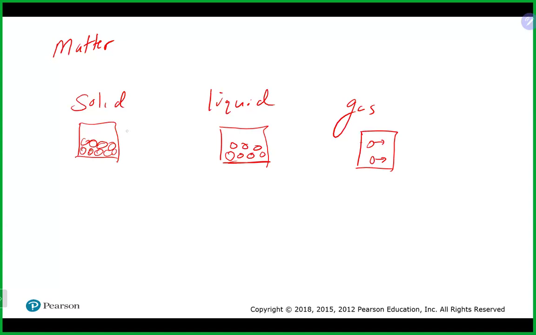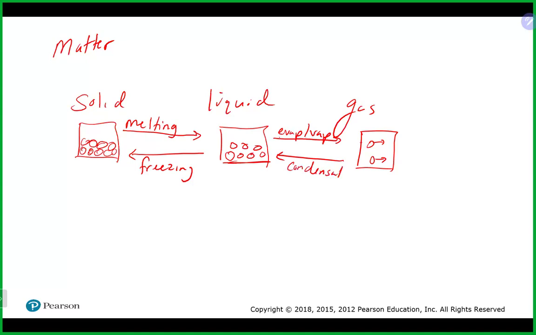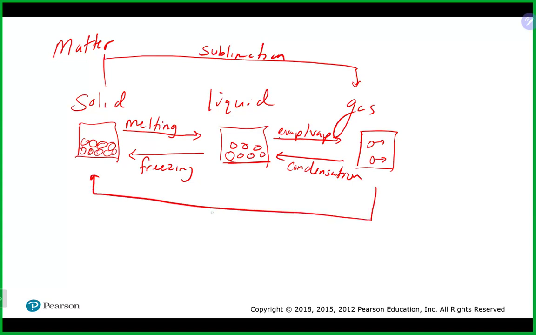We talked a little bit about the transitions here. As you go from solid to liquid, that is the process of melting. Going from liquid back to solid is the process of freezing. Liquid to gas is the process of evaporation or vaporization. Gas back to liquid is condensation. Solid going directly to gas, skipping the liquid, is sublimation. And gas back to solid, also skipping the liquid, is deposition. These are sometimes referred to as changes of state.